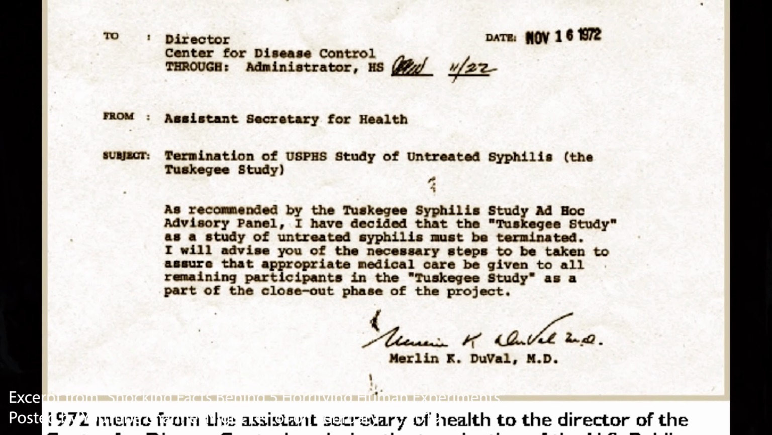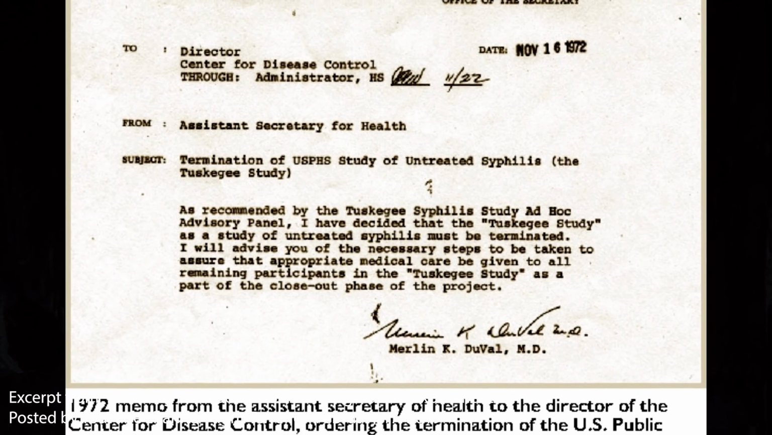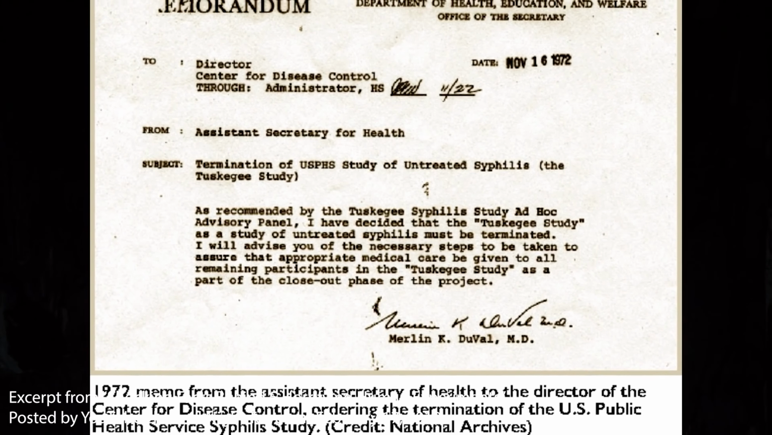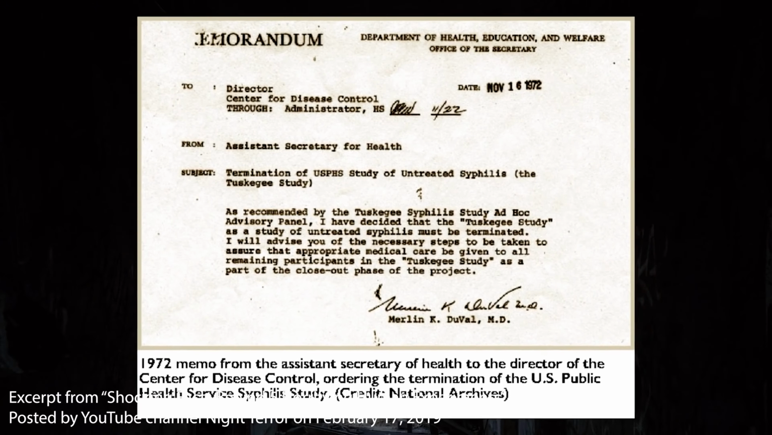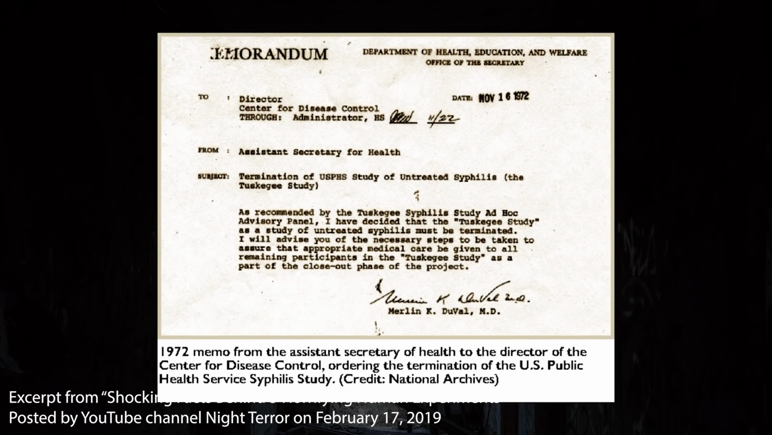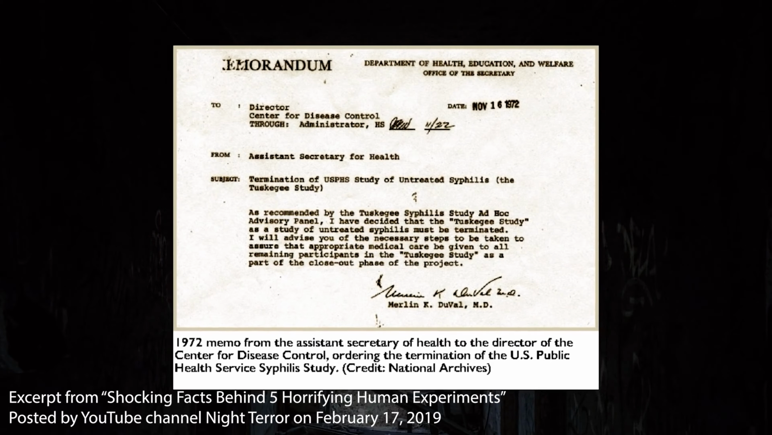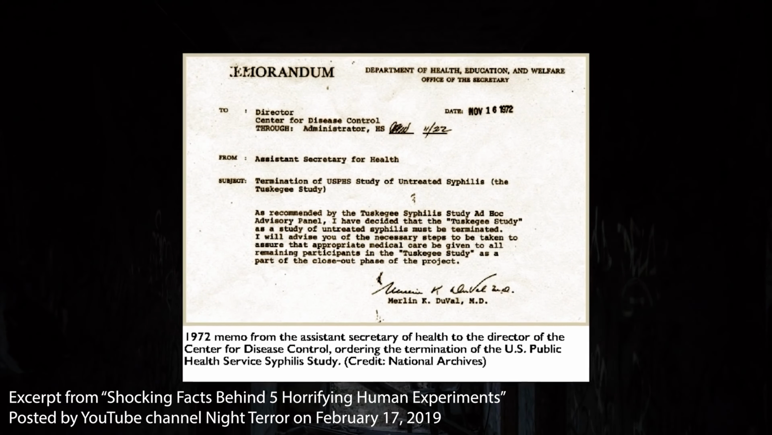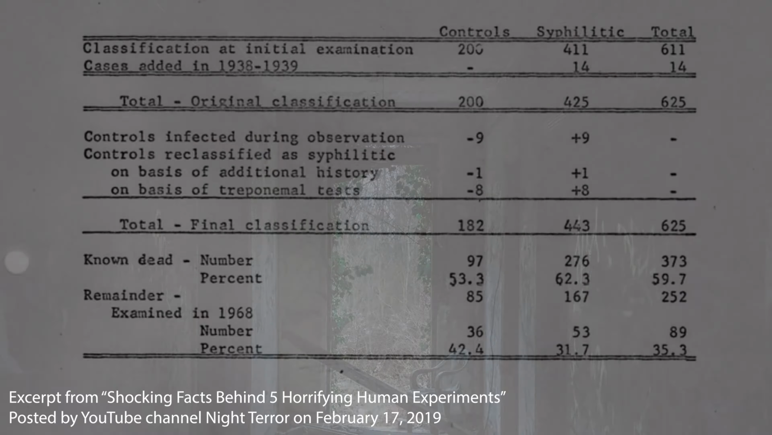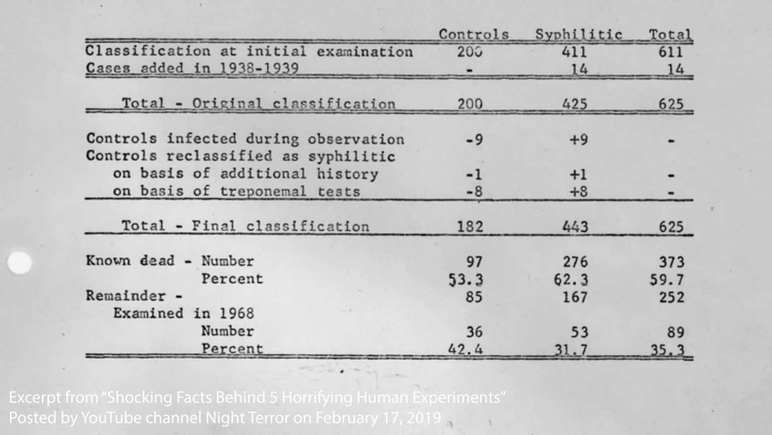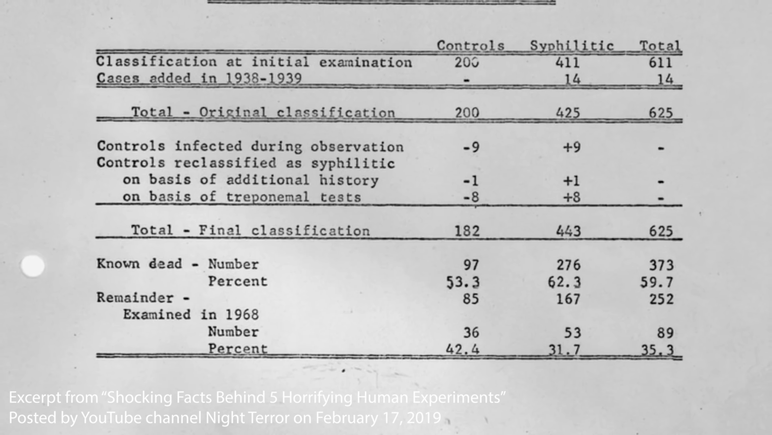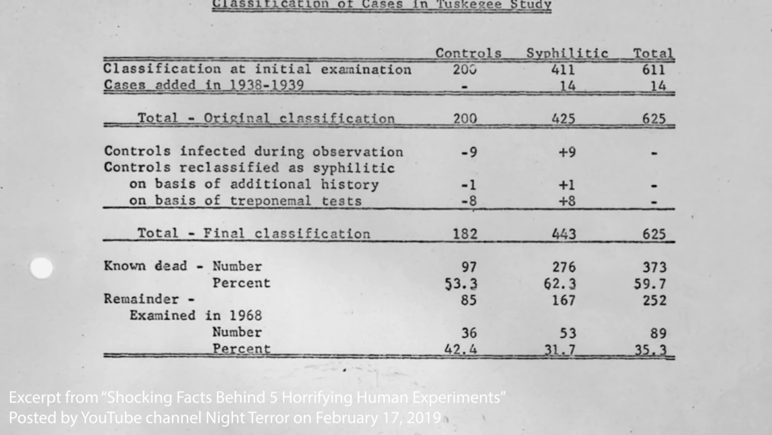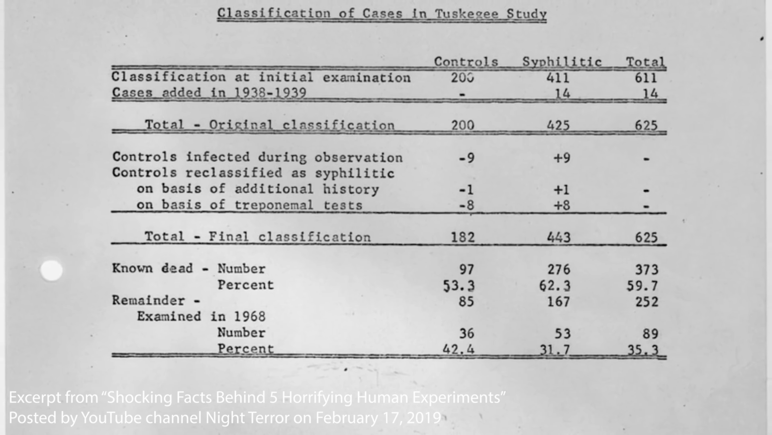The study, however, only concluded when a leak was finally made to the press in 1972, which led to the termination of the experiment on the 16th of November that same year. Tragically, by the end of the study, of the 399 men who originally had previously contracted the disease, only 74 of them were still alive. 28 of them had died from the disease itself. Another 100 died from related complications. 40 of their wives had been infected with the disease, and 19 children were born with congenital syphilis.